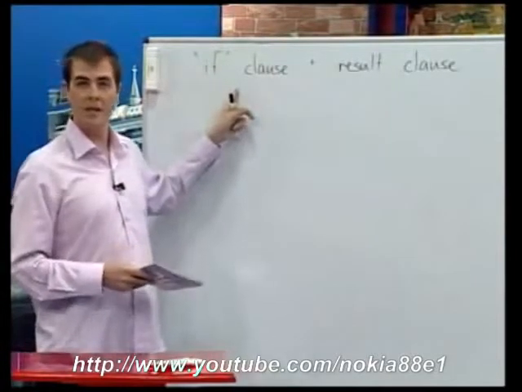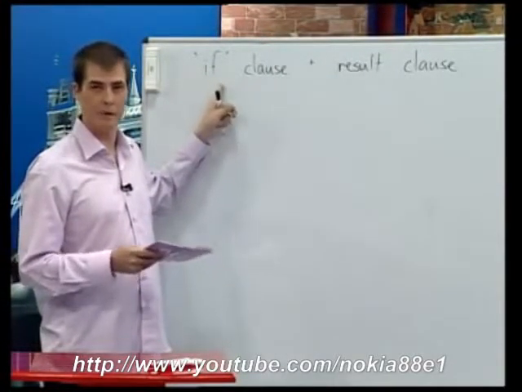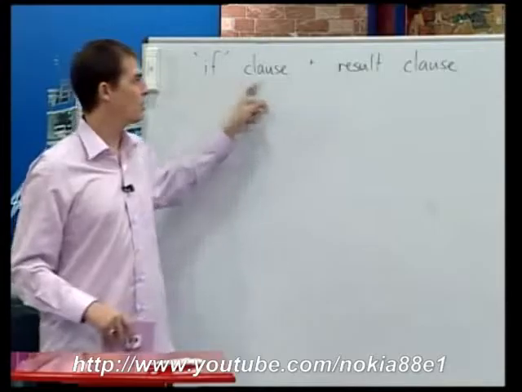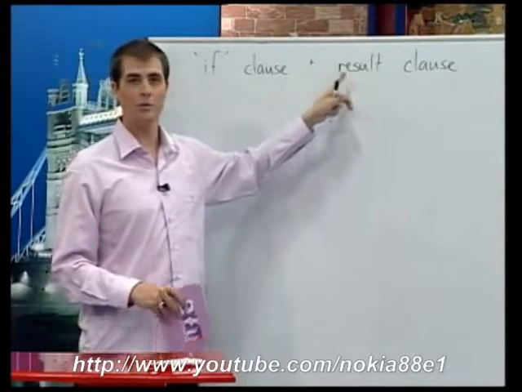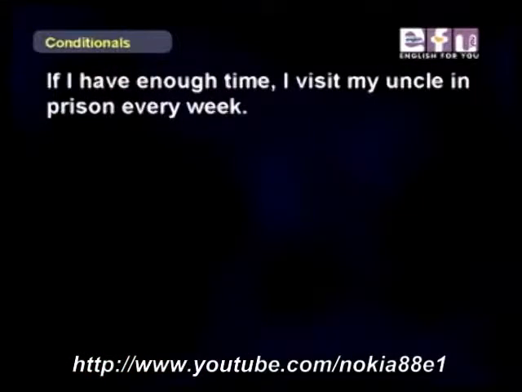So the clause beginning with the word if is the if clause, and the other clause is the main or the result clause. So for example, in the first sentence, if I have enough time, that's the if clause, and the result clause is I visit my uncle every week. Let's put that on the board.